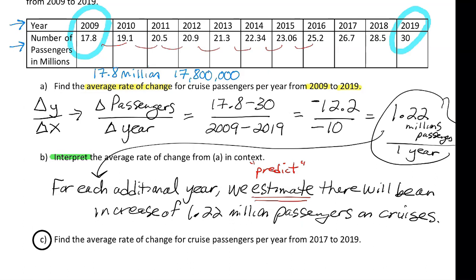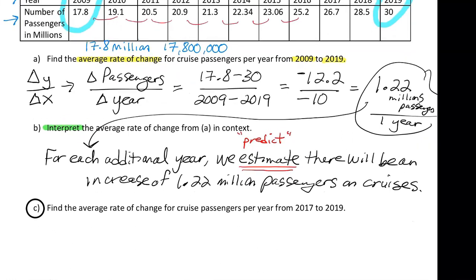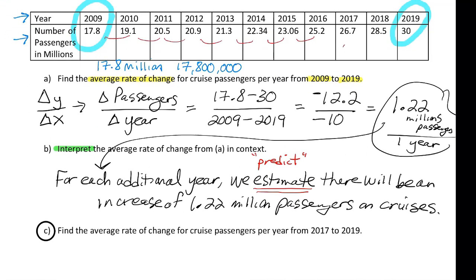The next two questions are for you. One is calculating the average rate of change from 2017 to 2019. And then it's practice interpreting, and on Schoology you'll do a fill-in-the-blank interpretation.